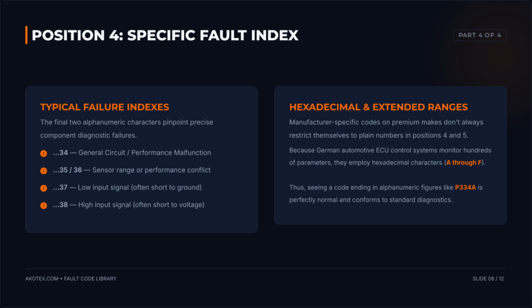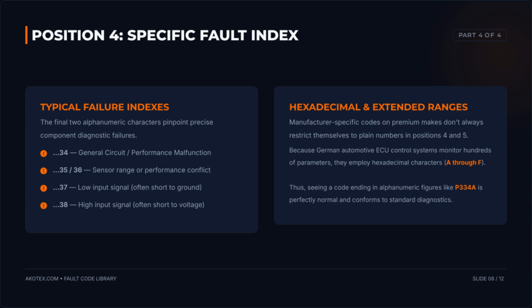Last 2 characters, the specific fault index. This pinpoints the exact component and failure type. Generic codes follow pretty consistent patterns here. 34 is usually a circuit or performance malfunction, 35 or 36 is a circuit range or performance issue, 37 is circuit low input, 38 is circuit high input.